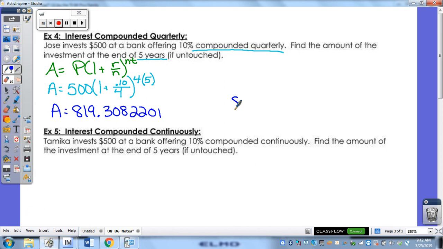So again, it's a money problem. They did not tell us to round otherwise, so we're going to go to 2 numbers after the decimal. That would be $819.31. Now, if they told me to round to the nearest dollar, then I wouldn't have a decimal in there.